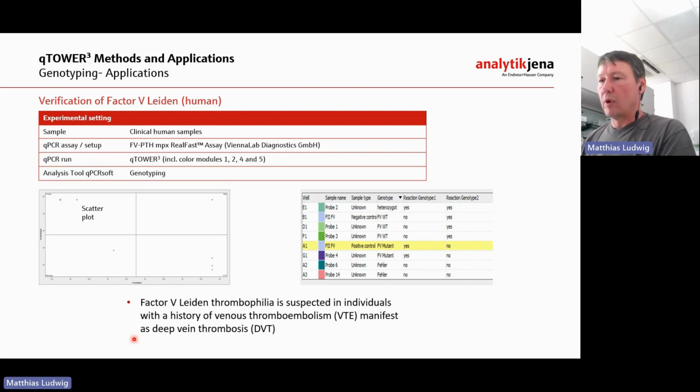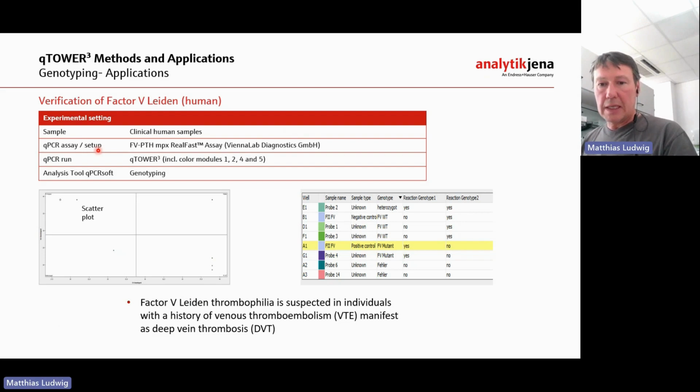mutation have more deep vein thrombosis. And this is then helpful for the therapy, and also before they get an operation and some medicine, it's good to get an idea: okay, is it factor 5 wild type or heterozygote, and to get this kind of idea.